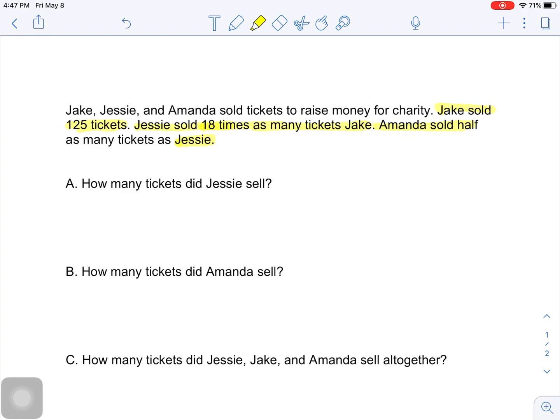So number one, part A says, how many tickets did Jesse sell? Well, okay, I know that Jake sold 125 and Jesse sold 18 times as many. Well, it doesn't tell me that I'm going to need to multiply, but because he sold 18 times of it, I'm going to have to do 125 times 18, right? 5 times 8 is 40.